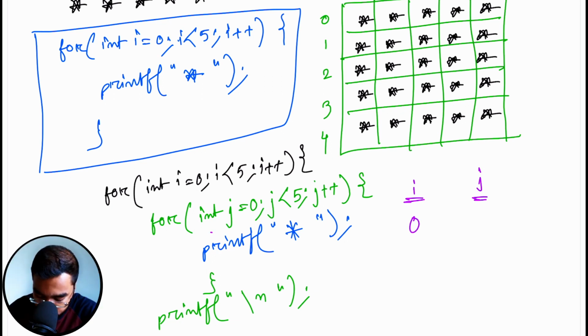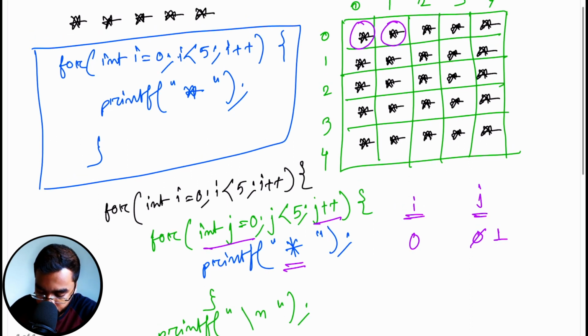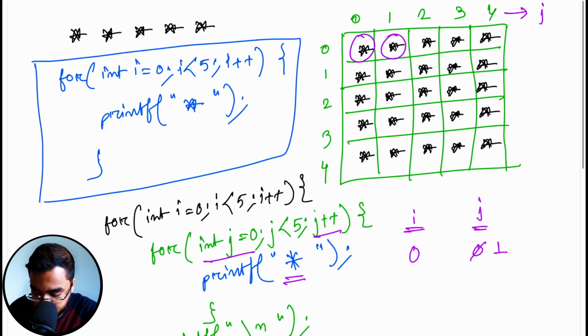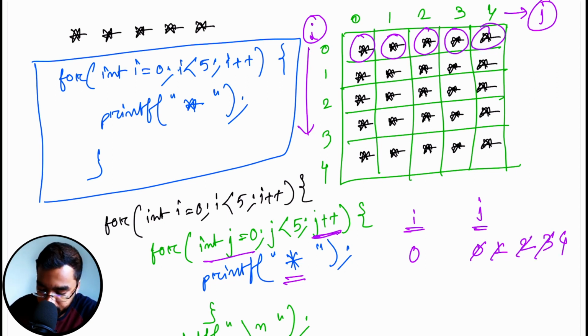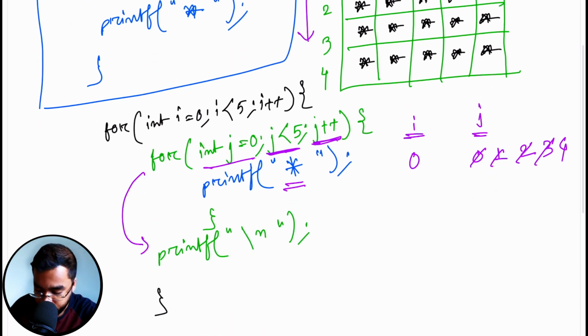For i equal to 0, j equal to 0, star would be printed out. Then j plus plus, j is going to be 1, then star would be printed out. Here we can see these are the j values and these are the i values. Then j equal to 2 is printed, then j equal to 3, j equal to 4, and then j equal to 5. So j less than 5 is going to be false.